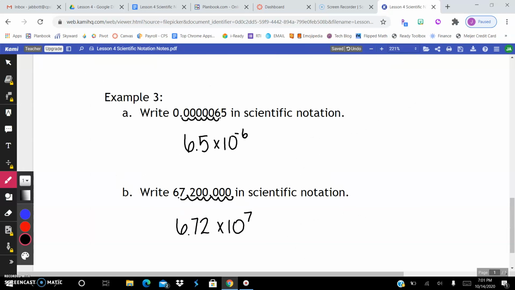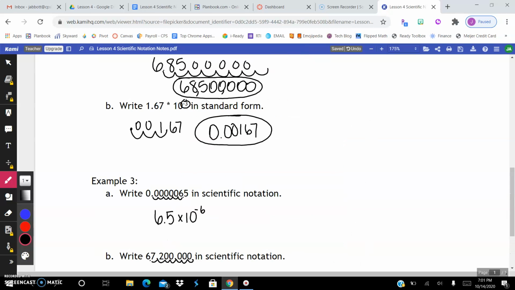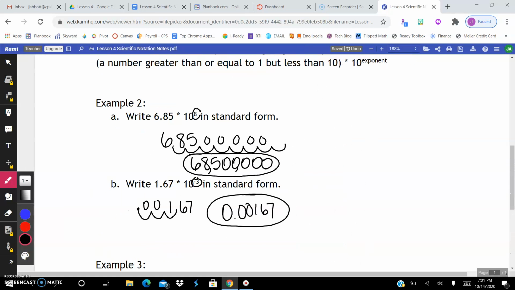So that is scientific notation. That's going from standard form to scientific notation. And then back up here, we were given scientific notation and we put it in standard form.